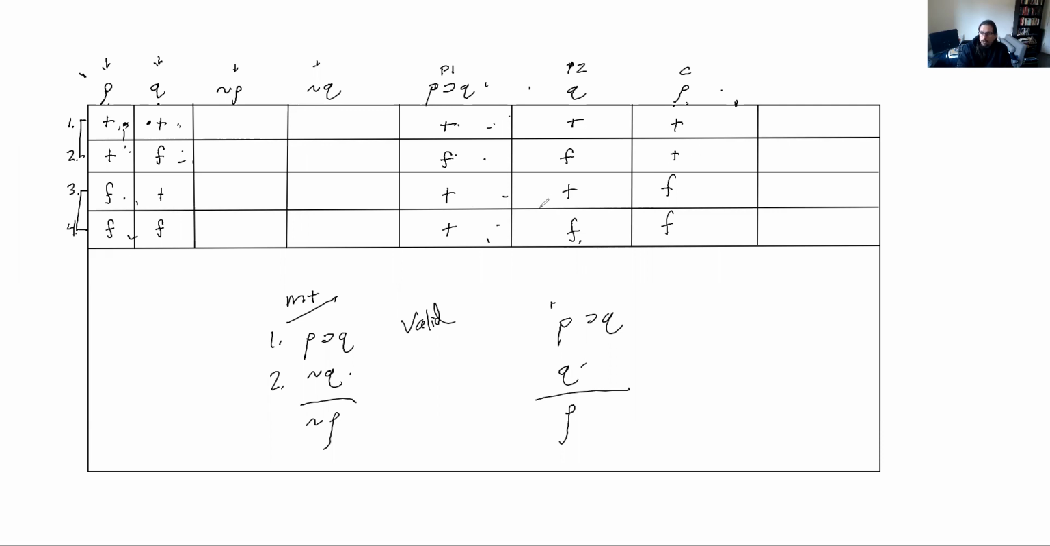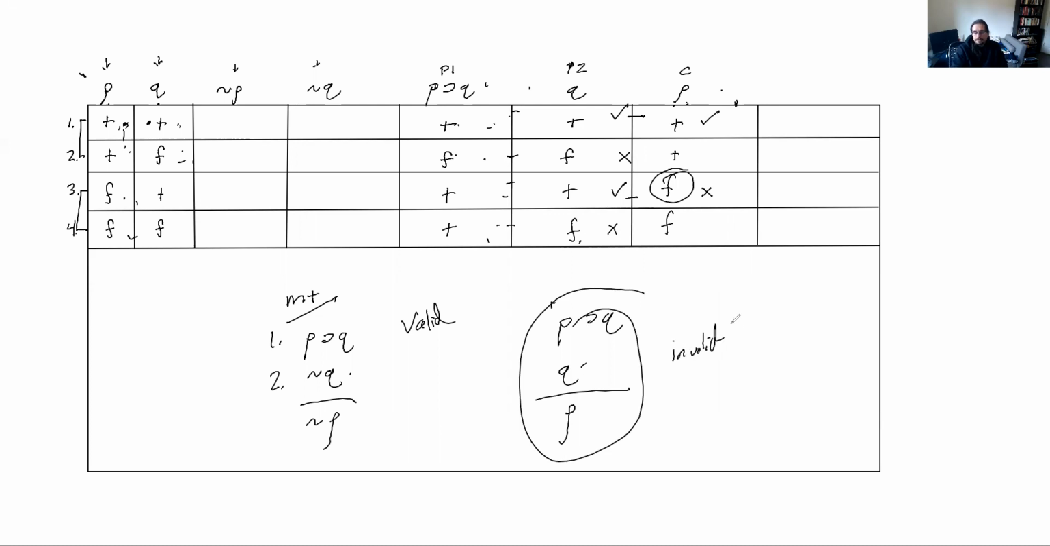Again, we will check for all the rows that have all true premises. That includes row 1 here. It doesn't include row 2, that's false in both. It does include row 3. It does not include row 4. So now we have to check row 1 and row 3. We notice in row 1 we have a true conclusion, but in row 3 we do not. So this line proves that the argument is invalid.